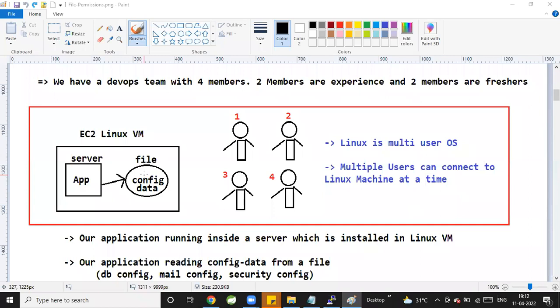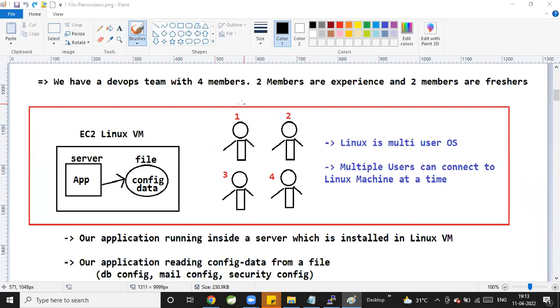Application is available, and application configuration is available. I'm keeping the application configuration in a separate file. Application is running in the server. Whenever we start the application, it will load this configuration file and establish the connections to run our application. Now here, Linux is a multi-user operating system. That means multiple users can connect to a Linux machine at a time. Inside the Linux machine, I'm keeping my application and my application configuration.